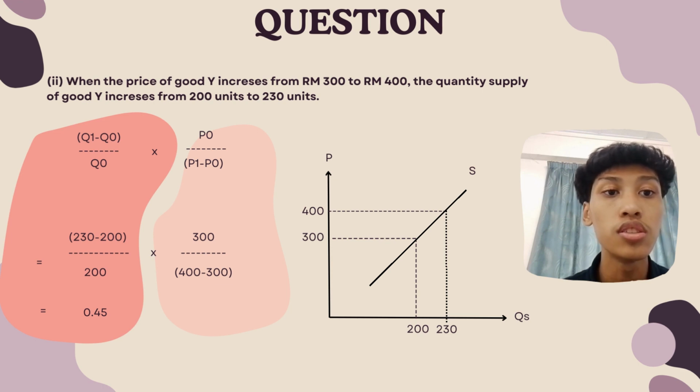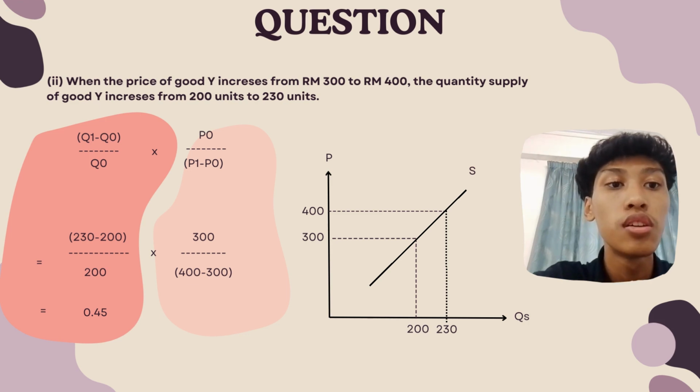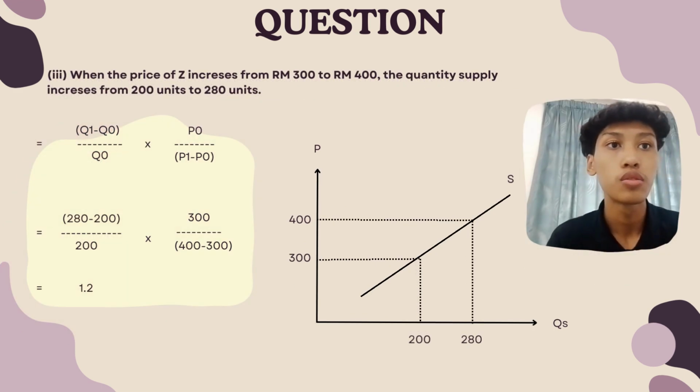The quantity changes from Q0 to Q1, which is 200 units to 213 units. Then, question number 3 Roman. When the price of Z increases from 300 ringgit Malaysia to 400 ringgit Malaysia, the quantity supplied increases from 200 units to 218 units.